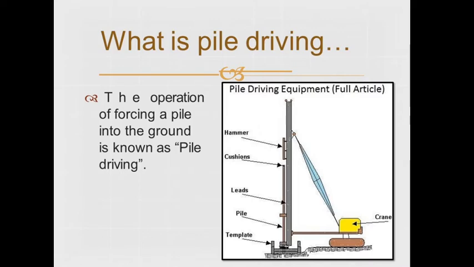The pile is cut on the top if it is more than required after driving, or lengthened by splicing if it is short. The depth up to which the pile is to be driven is determined by using the pile driving formula.